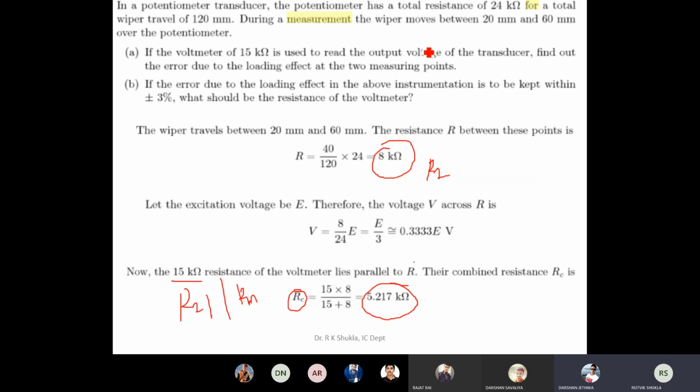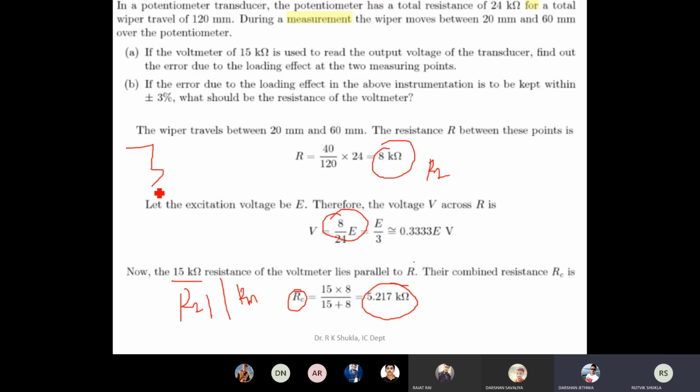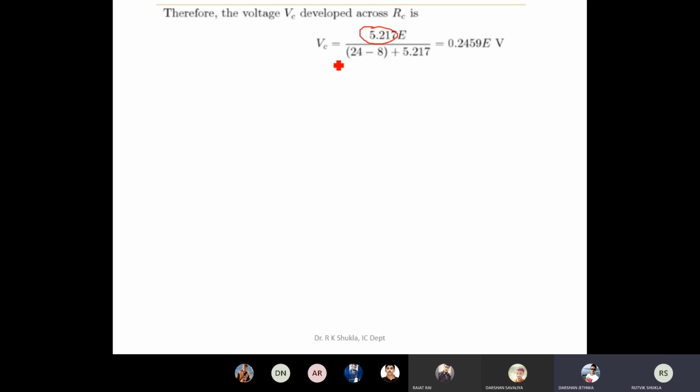It means the voltage which earlier you were getting across the 8 kilo ohm resistance, you will now get across 5.217 kilo ohm. If I write the equation for this, it is 5.217 into E upon total resistance. Now the total resistance we saw is a combination of two things: RC, and the other resistance, which is 16 kilo ohm. So it is 16 kilo ohm plus RC, that is 24 minus 8 plus RC, that is 5.217.